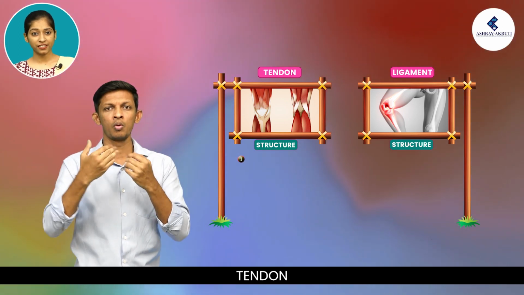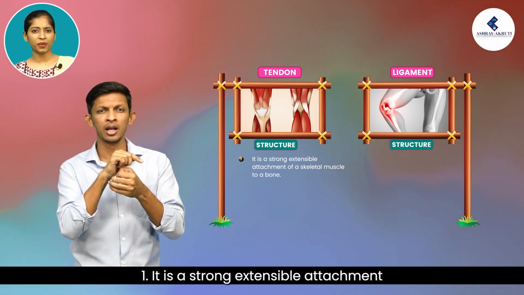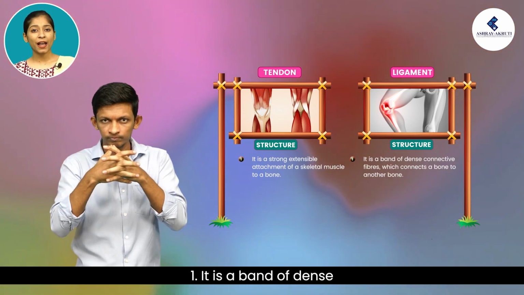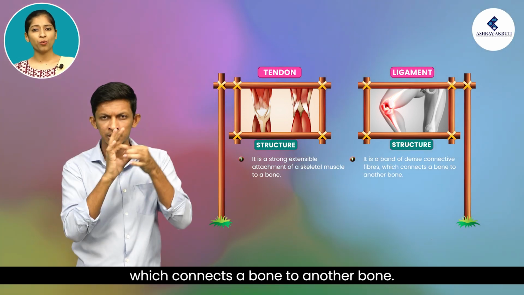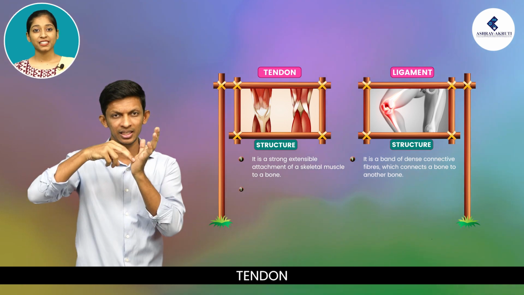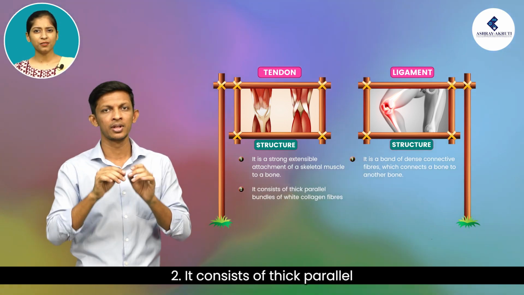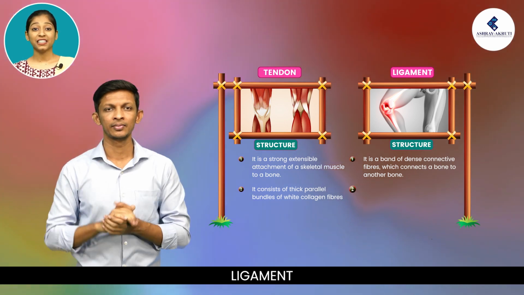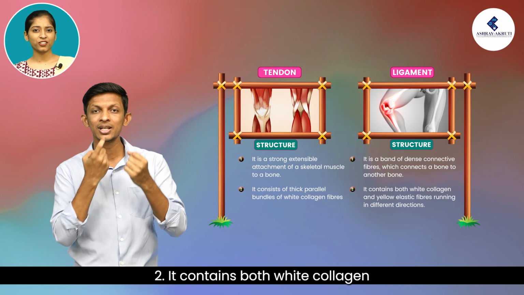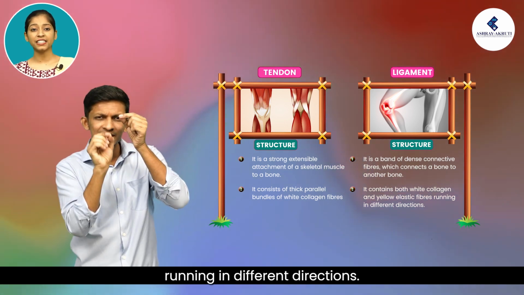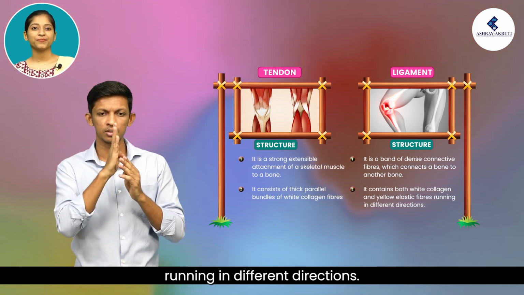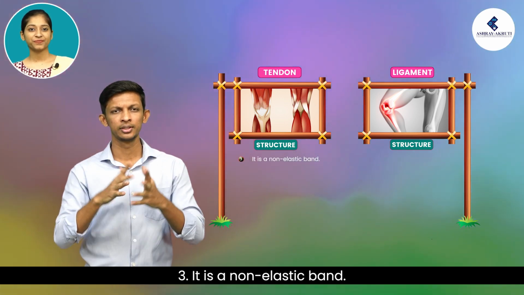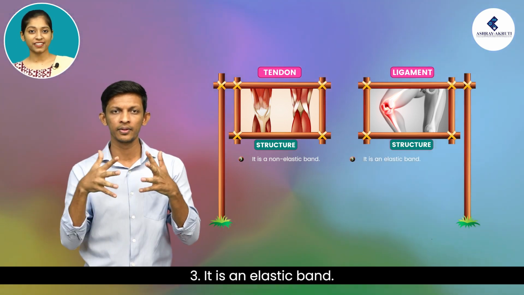Structure. Tendon. It is a strong extensible attachment of a skeleton muscle to a bone. Ligament. It is a band of dense connective fibers which connects a bone to another bone. Tendon. It consists of thick parallel bundles of white collagen fibers. Ligament. It contains both white collagen and yellow elastic fibers running in different directions. Tendon. It is a non-elastic band. Ligament. It is an elastic band.